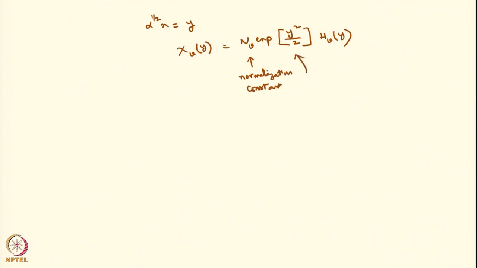And this is nothing but your Gaussian function. And this is the Hermite polynomial. When you solve, it turns out that the Hermite polynomials have dependencies. That means there is a generating function.